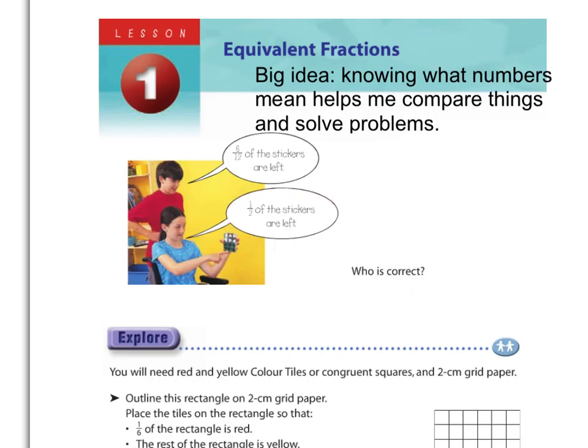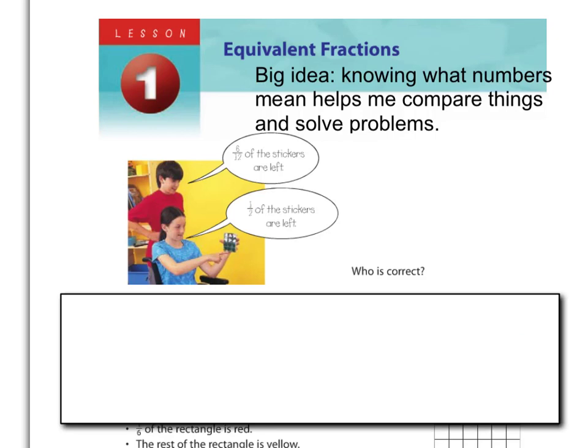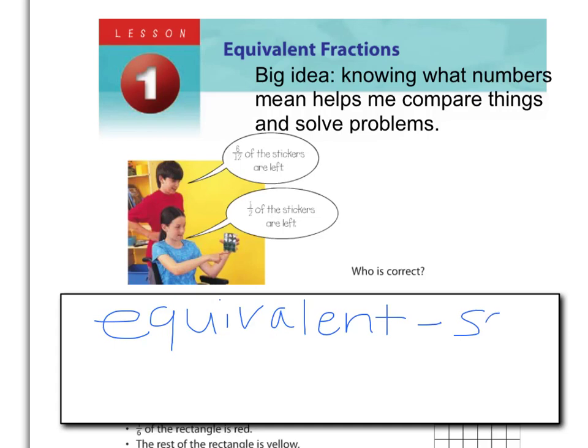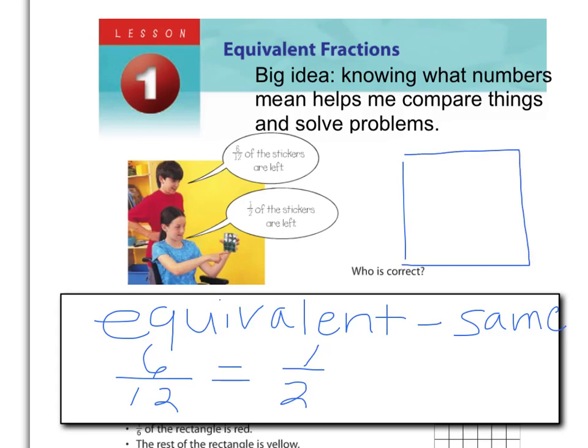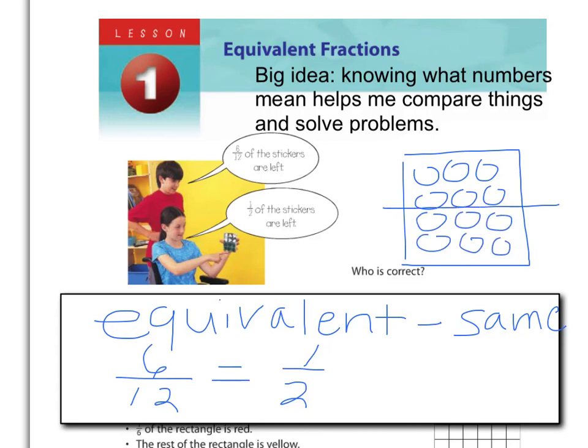Who is correct? Turn and talk to your group members. Who do you think is right? Is 6/12 more or is 1/2 more? Well, in fact, they are equivalent. Equivalent means the same. They represent the same amount because 6/12 is equal to 1/2. If we have 6 out of 12, that is half of the page of stickers. And for example, if we were to draw this page, and this half is used up, that would be 6/12 left, and it would also be 1/2.